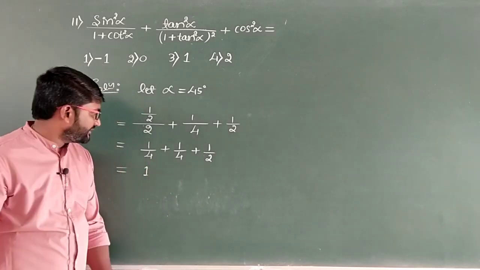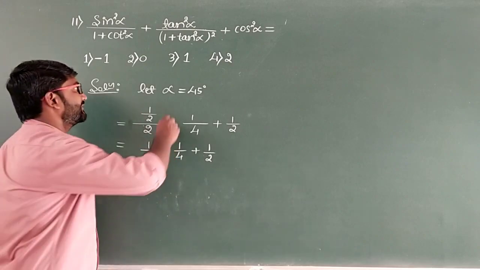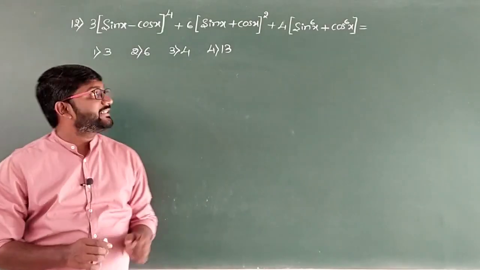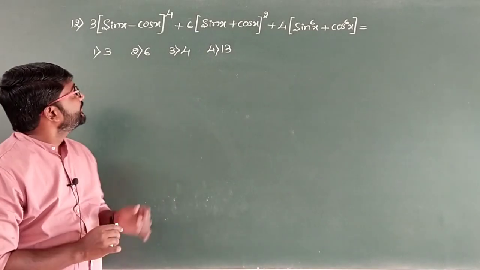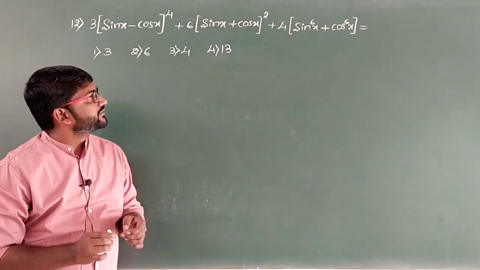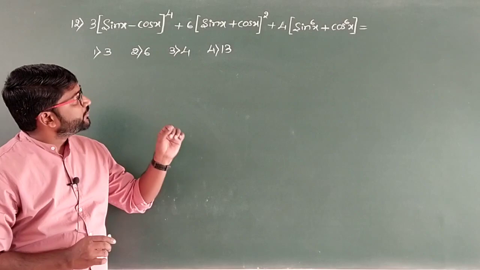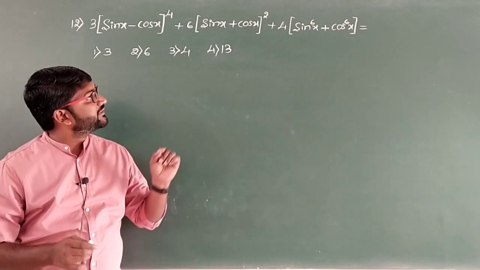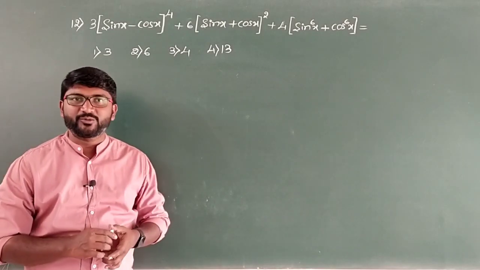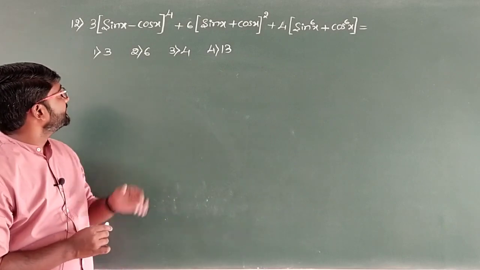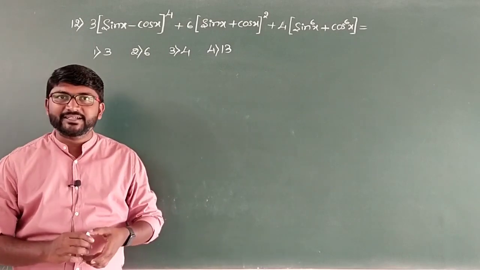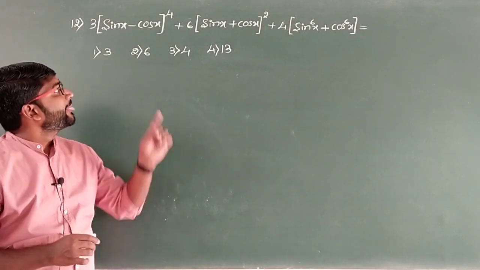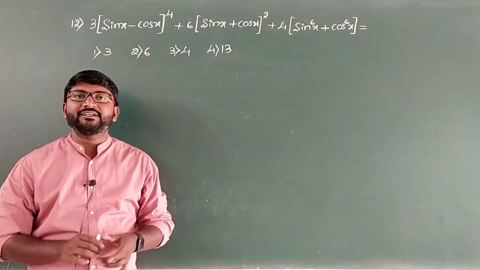Check the options now. Option 3 is the correct answer. So note down this. Next question: 3 times (sin x minus cos x) to the power 4, plus 6 times (sin x plus cos x) the whole square, plus 4 times (sin raised to 6x plus cos raised to 6x), which is equal to, and the 4 options are 3, 6, 4, 13. This question was asked in Karnataka CET 2009. For this we have a shortcut.